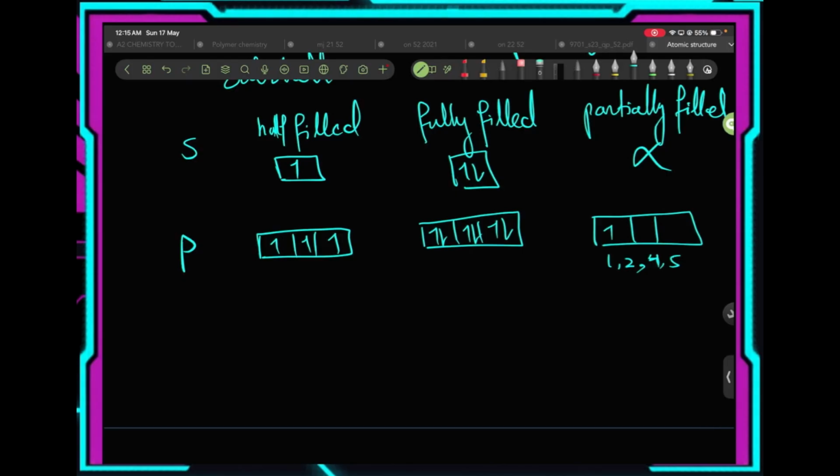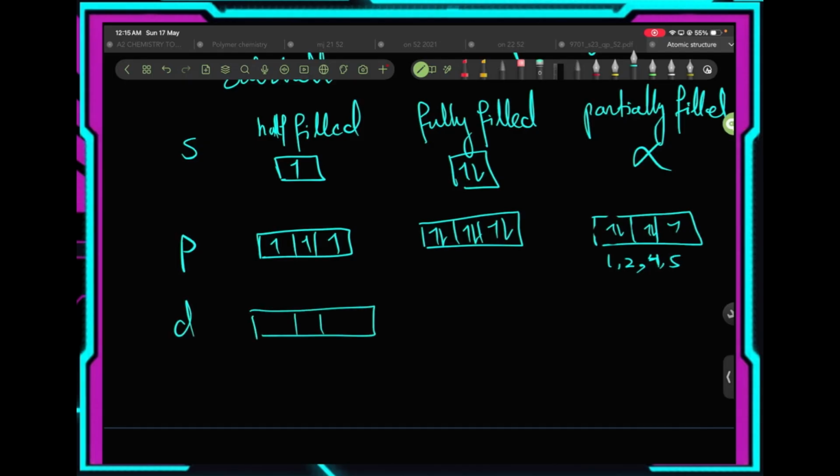So it can have 1 electron. It can have 2 electrons, which is partially filled. What about 3 electrons? With 3 electrons, it becomes half filled. What about 4 electrons? So 1, 2, 3, and 4, that would be partially filled. And what about 5? 5 would still be partially filled. So the main point is that partially filled subshells are unstable, and half filled and fully filled subshells are stable. What about a d subshell?